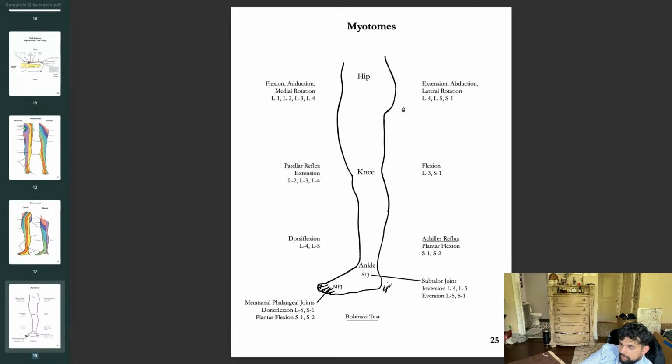This is incorrect. I personally don't agree with this. This is correct: L5, S1, S2, S3. But who cares?